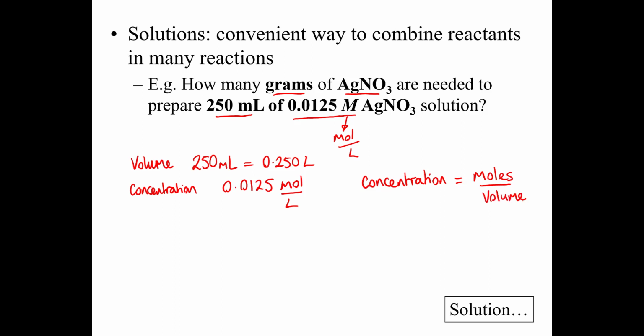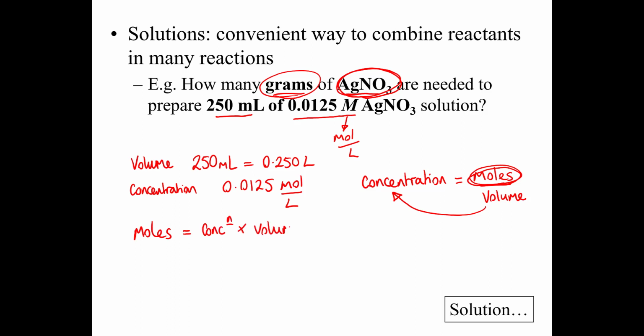Okay, so in this particular case, if I want to know how many grams of silver nitrate are required, how do I get grams? Well, what I need to find initially is the number of moles. So what I'm looking for is a number of moles. We do some simple algebra and bring the volume over to the other side. So the number of moles is simply equal to the concentration multiplied by the volume. And this will be an important equation that will help us in the next few slides.